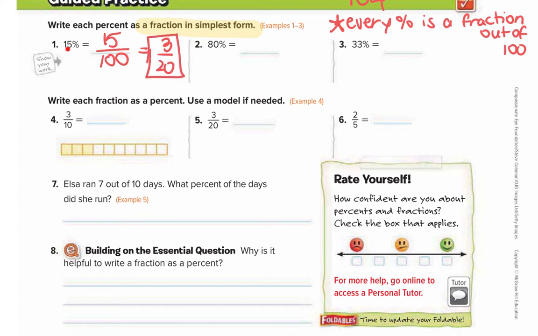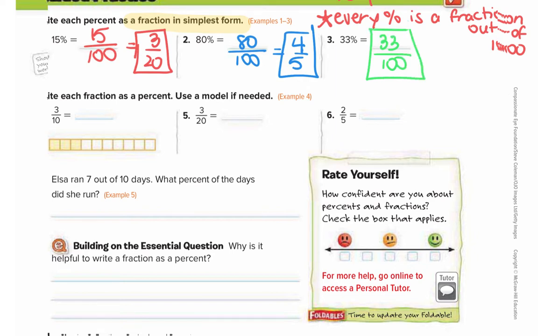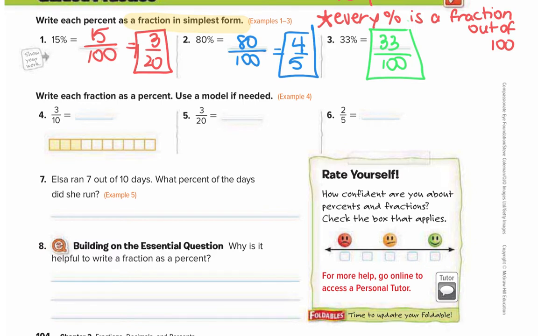3/20. Number 2, 80%. Because we have that percent symbol, you could write it as a fraction out of 100. And then you simplify, and you would get 4/5. Number 3, we have 33%. That means you could write it as a fraction out of 100. And that can't be simplified. That's already in simplest form. So you just get 33 over 100.